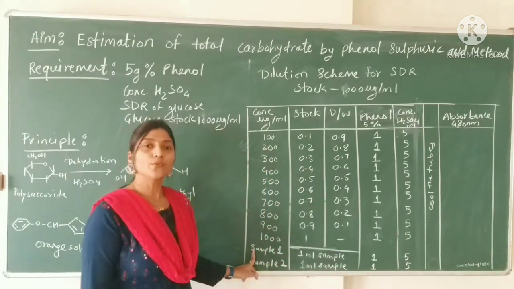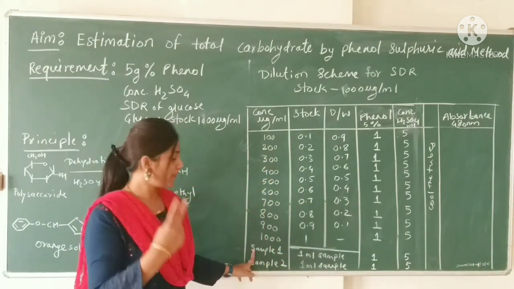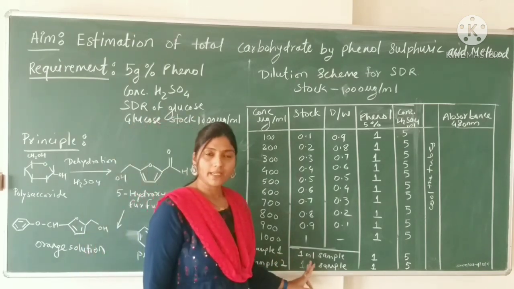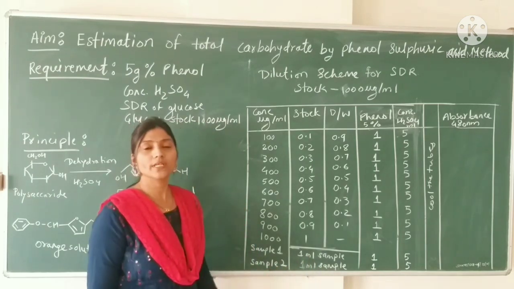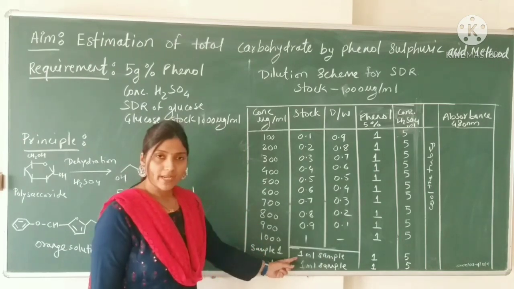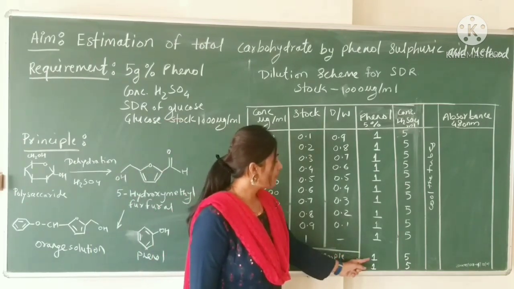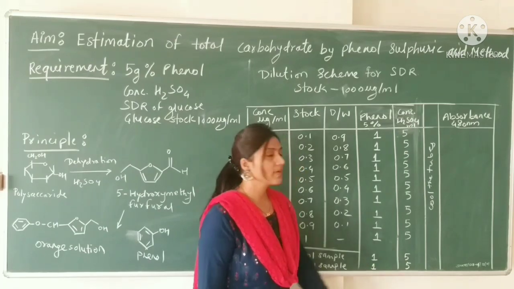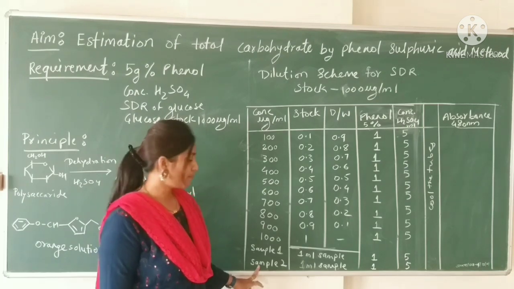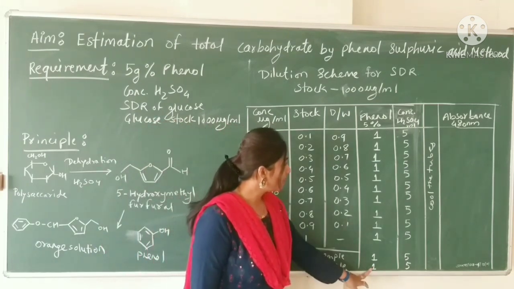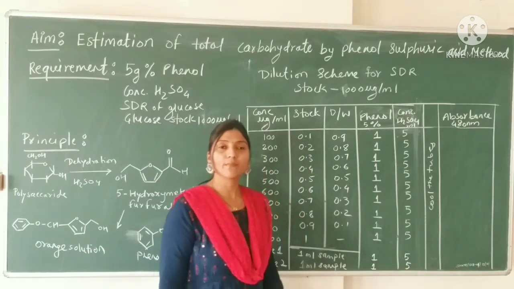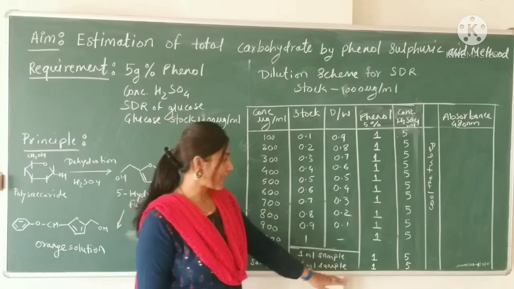Now for today's practical, I have taken 2 samples, sample 1 and sample 2. Sample 1 is my lemon juice sample, and sample 2 is sugarcane juice. You have to take 1 ml of sample, add 1 ml of 5% phenol, and then 5 ml of concentrated sulfuric acid. Same thing with the second sample: 1 ml of the sample, 1 ml of 5% phenol, and then 5 ml of concentrated sulfuric acid.